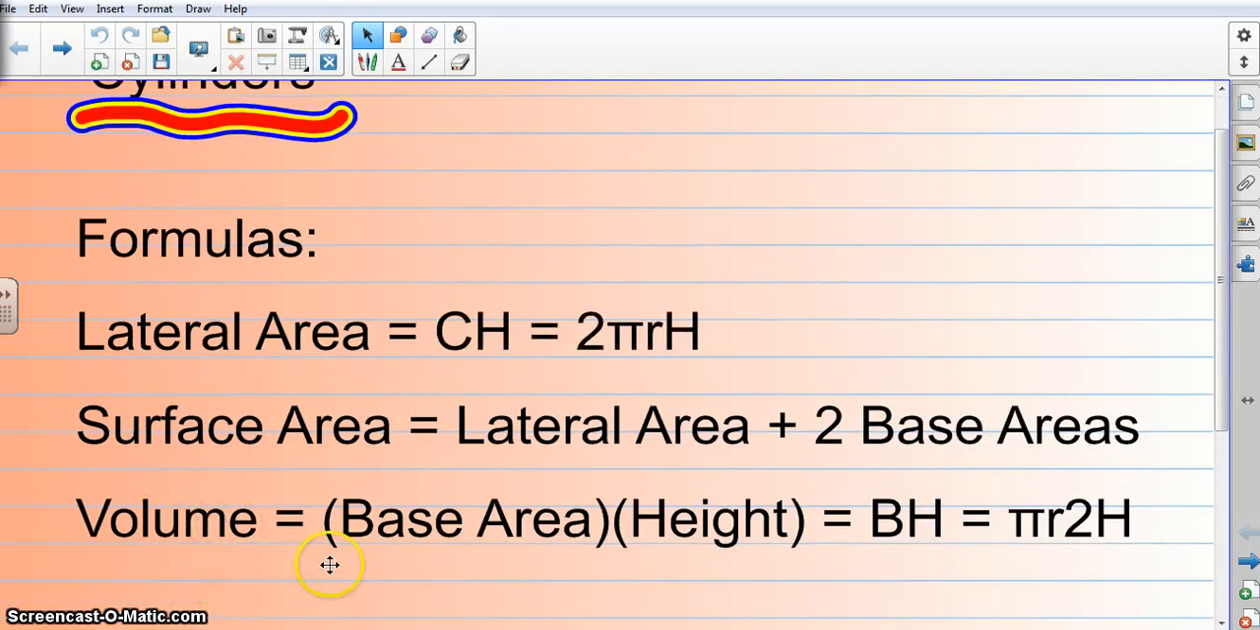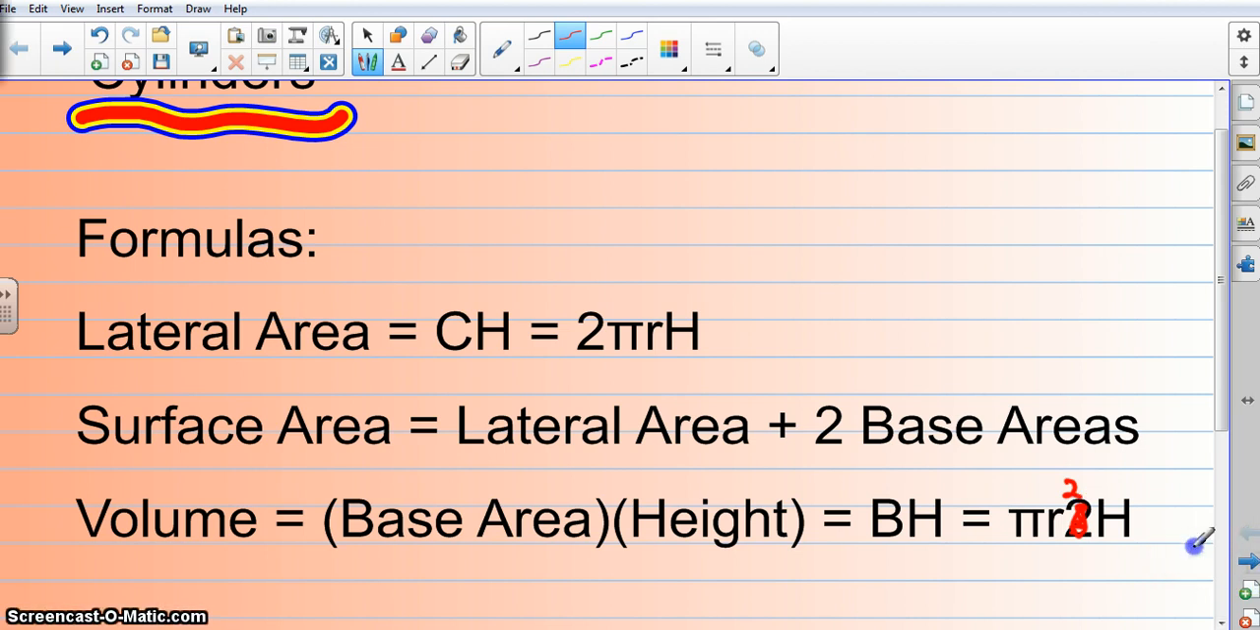The volume is the base area times the height, same formula as a prism, but keep in mind that on a cylinder the base is a circle, and so it's going to be pi r squared times h. And so these are the 3 formulas we're going to use throughout these 4 problems. So let's get started right away.